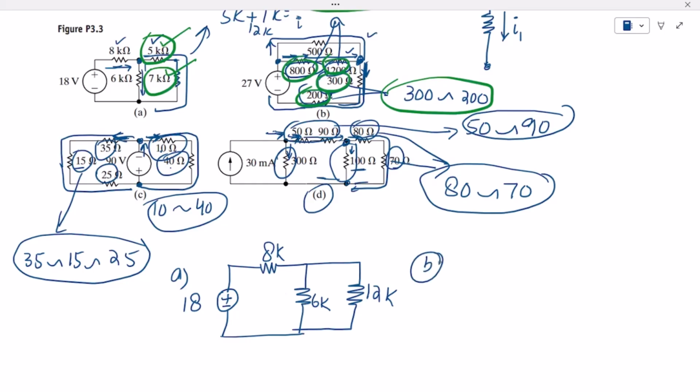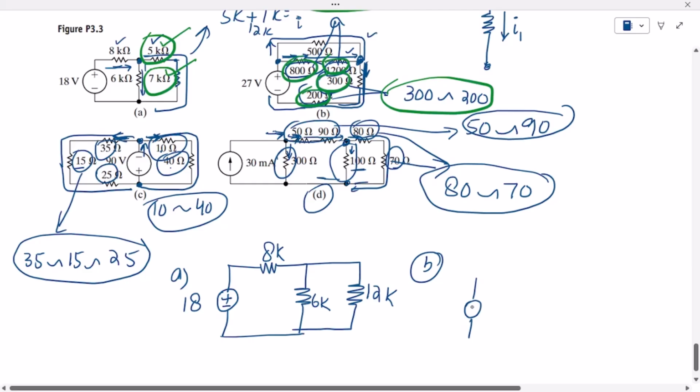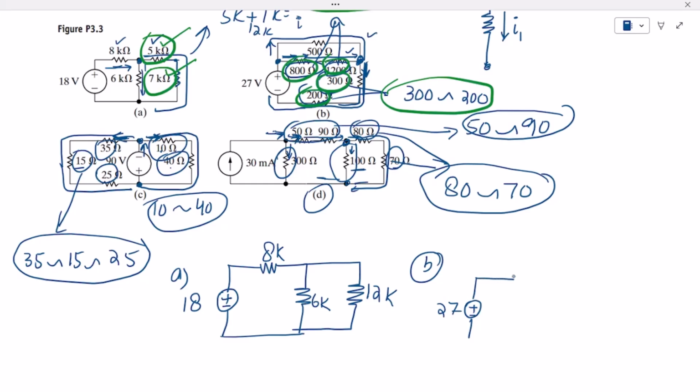In part B, the two resistors here are in series, the two here are in series. So therefore let me have it here, the 27 volts. The first two resistors are 800 plus 1200. So 800 plus 1200, this is 2000 ohm. These two resistors, because they are in series, make 2000 ohm. The other resistor which was here was 500 ohm. These two are here.